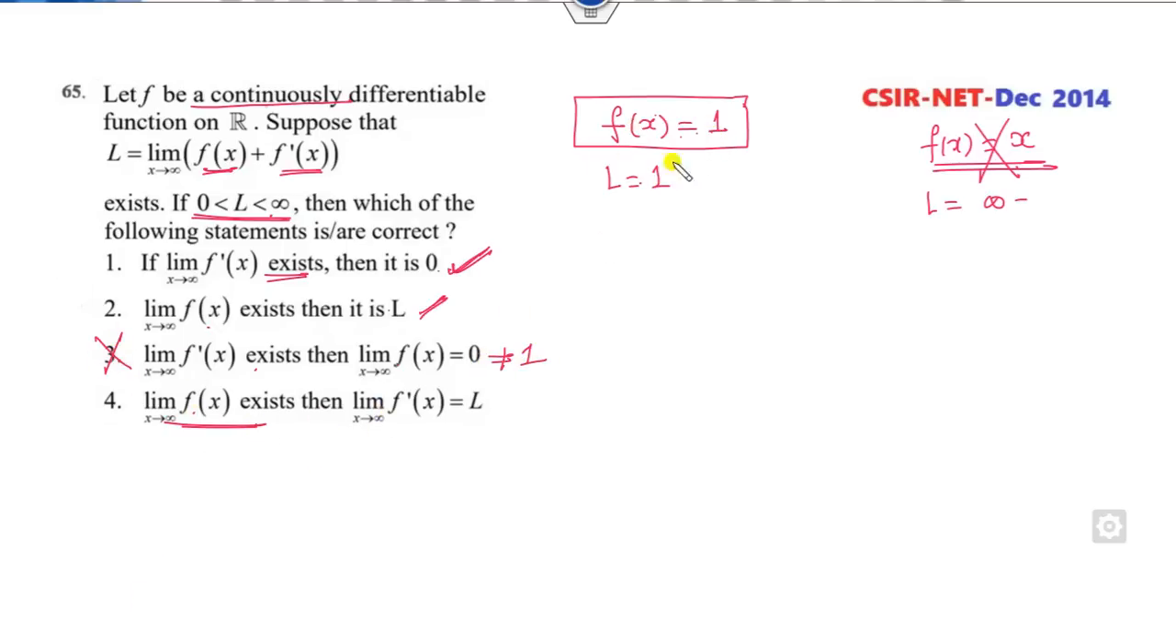What is the limit of the f dash? So f dash will be my 0, so this portion is my 0. What is the L? L I obtained as 1, which is not the same. So this option is cancelled out. These two are the right answer of this problem.